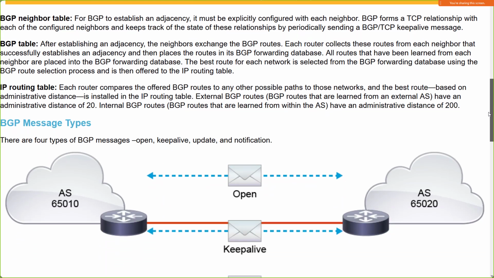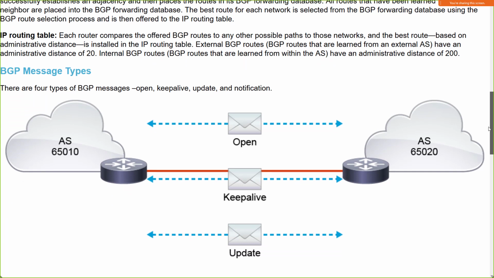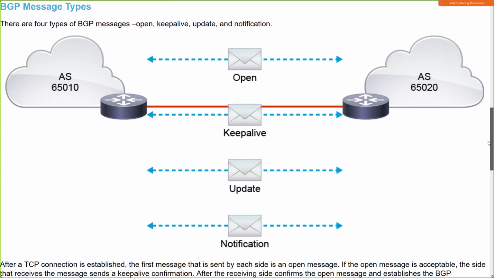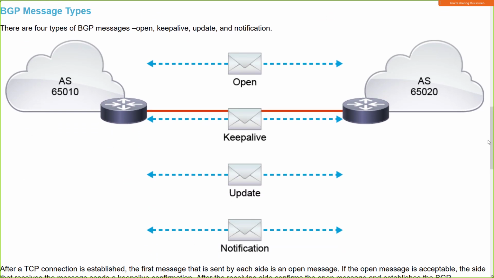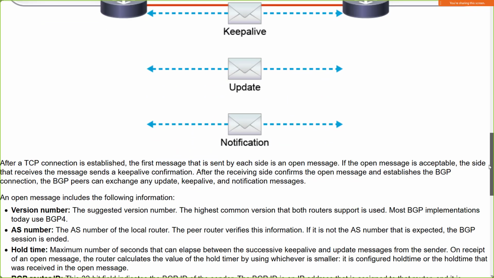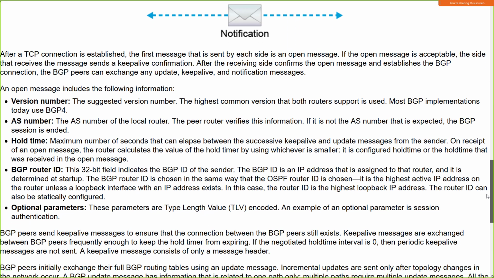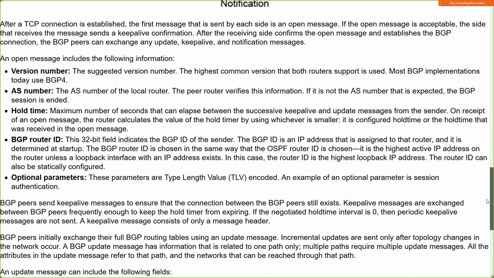All right. So again, the message types, which we had in the text document, this is good that we see this here. Open to establish the session, keep alive to maintain the session, update to process routing information, and notification if there's an error. After a TCP connection is established, the first message that is sent by each side is an open message. If the open message is acceptable, okay, now why wouldn't it be acceptable?